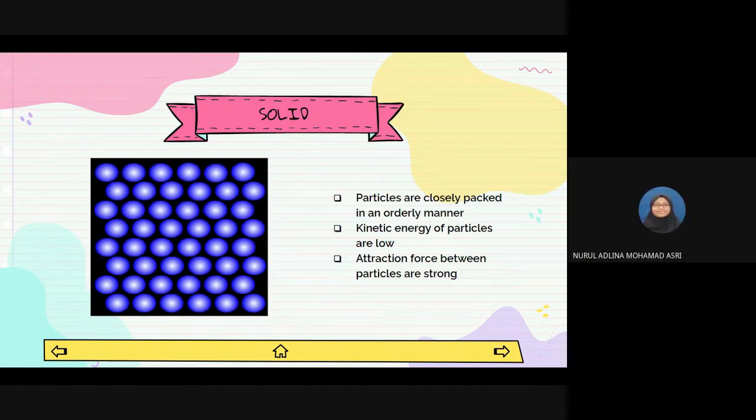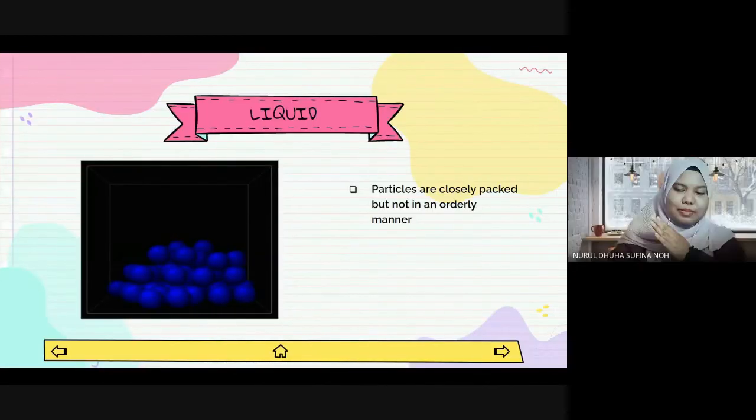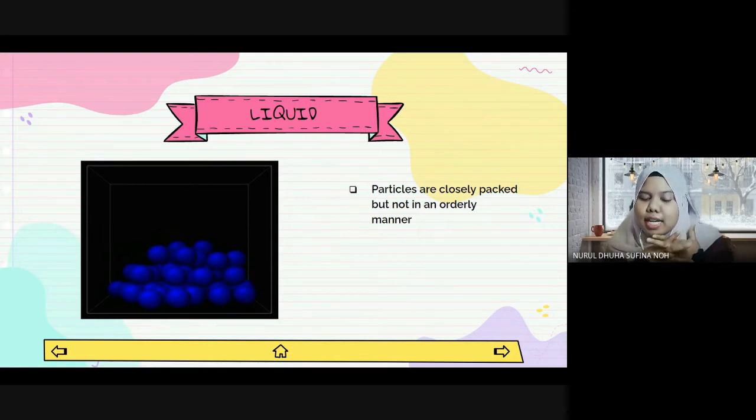Yes, teacher. Next, for liquid, the arrangement of particles is like this. The particles are closely packed but not in an orderly manner. So they have some space. So I want to ask Adelina.